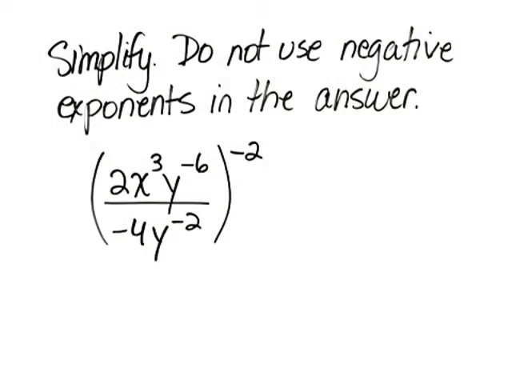Simplify. Do not use negative exponents in the answer. We have the quotient 2x cubed y to the negative 6 over negative 4y to the negative 2, all that raised to the negative 2.